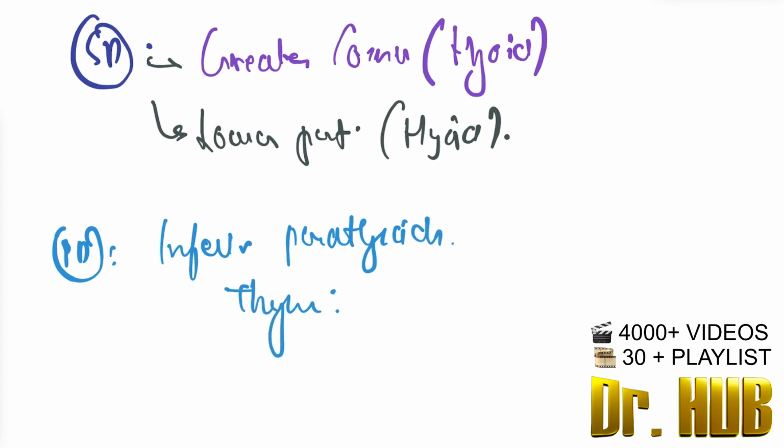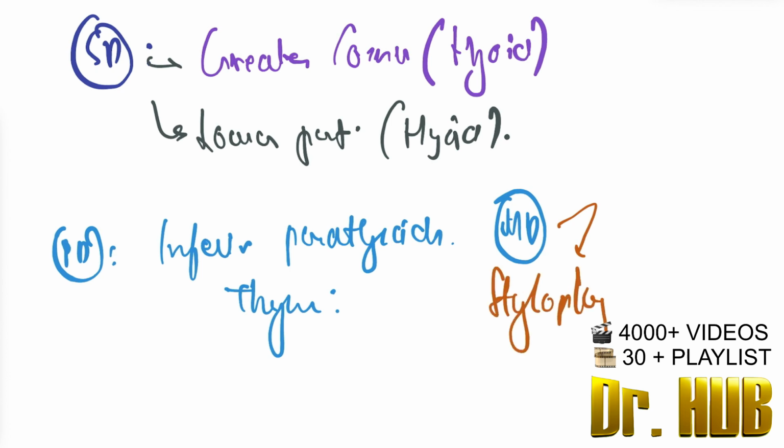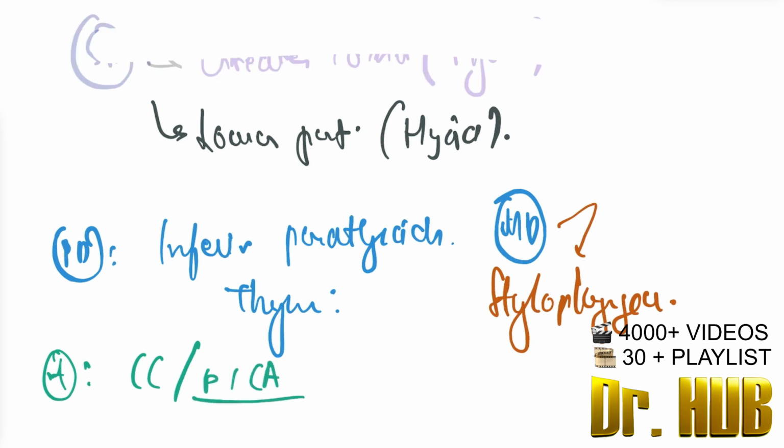Now what about the muscle derivatives? The muscle derivatives include the stylopharyngeus. And what about the artery? The artery includes the common carotid as well as the proximal internal carotid artery, that is the PICA.